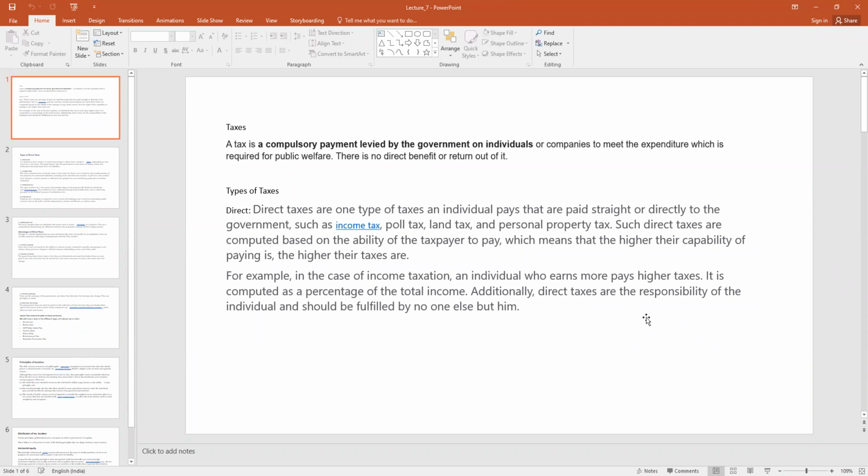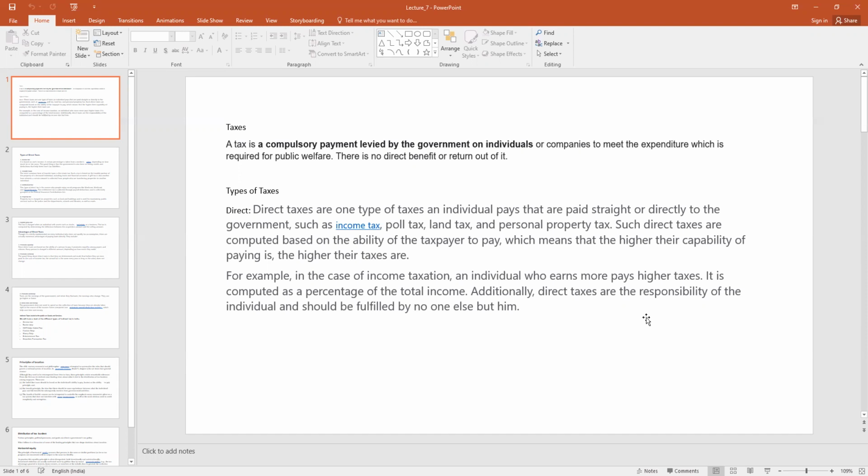Which means that the higher their capability, because in direct taxes, when they move higher and higher in income, their tax rates will also proportionately increase. And the lower the income, proportionately their tax level will also decrease.